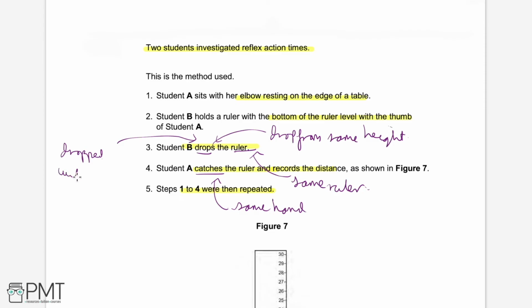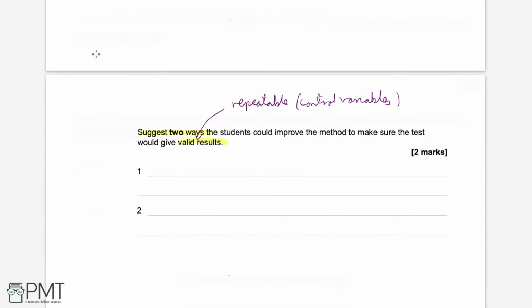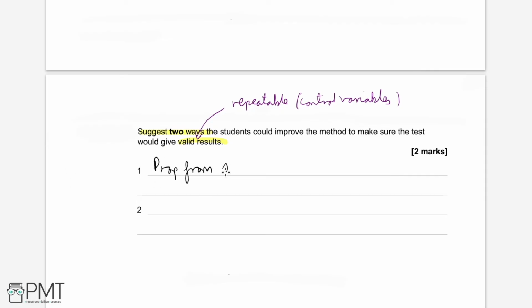Finally, thinking back to the ruler being dropped, we need to ensure that it's dropped with no force, since if it was pushed down, it would move at a faster rate, and this could not be controlled between experiments. Dropping with no force means only gravity affects the speed of the ruler, which will be constant in all experiments. So for our answer, we can choose any of these. I'm going to choose being dropped from the same height and using the same type of ruler. But any could be used and would all get the marks.